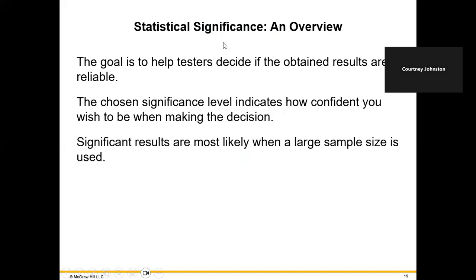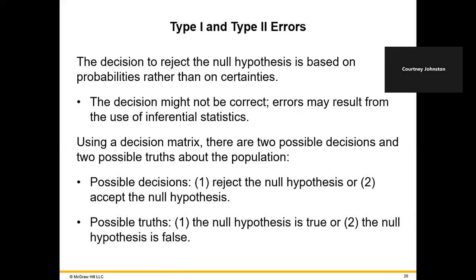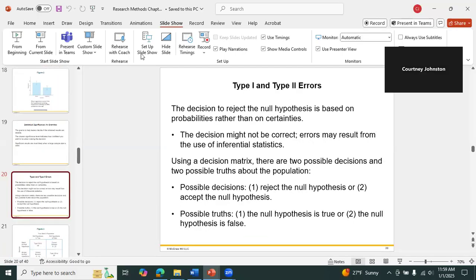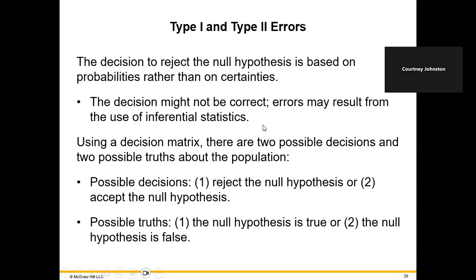All right, so statistical significance. Again, we've talked about this, but the goal is to help us decide if the obtained results are reliable. The significance level that we choose indicates how confident you wish to be when making the decision as to whether the results that you find are statistically significant. It's more likely also when you have a large sample size. Now, there are type 1 and type 2 errors that might come into play and affect your overall results.